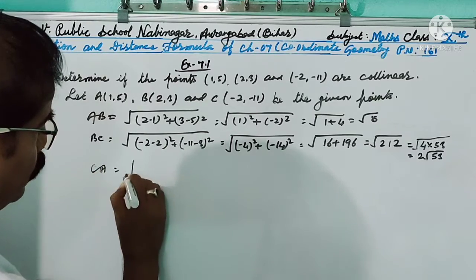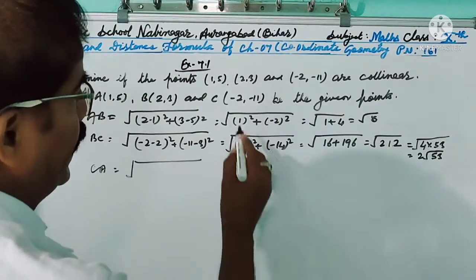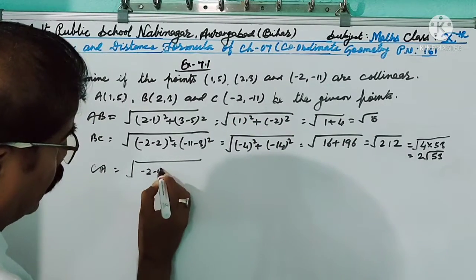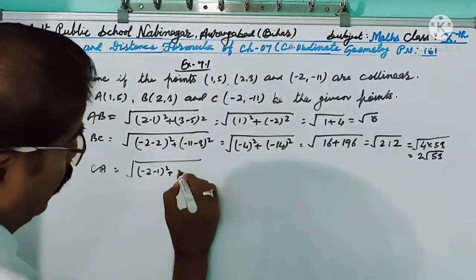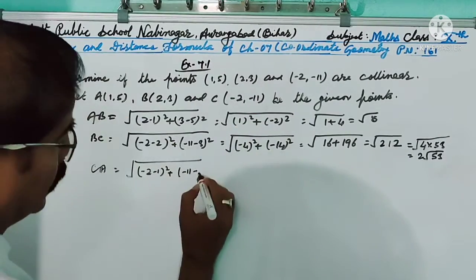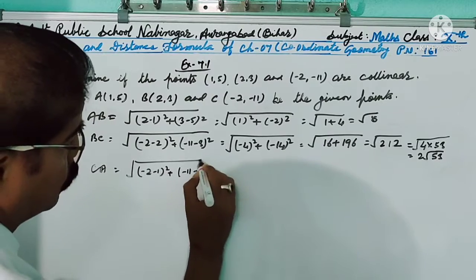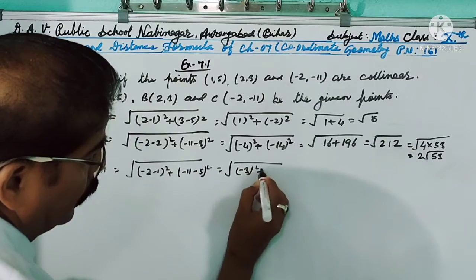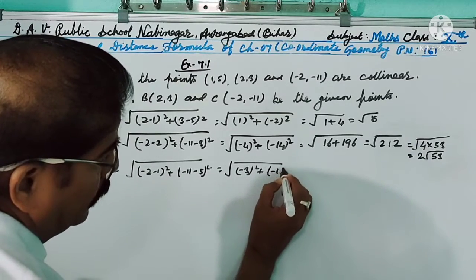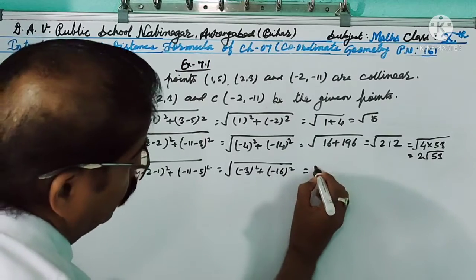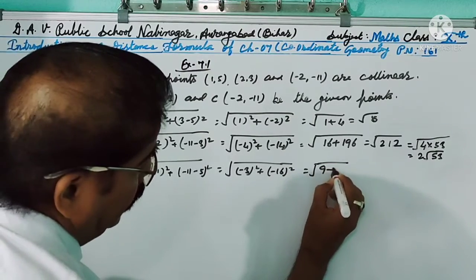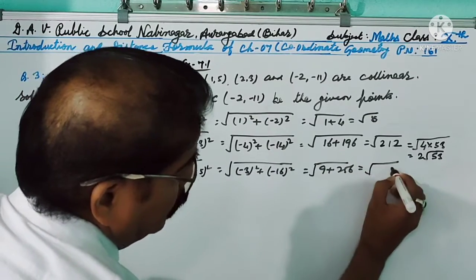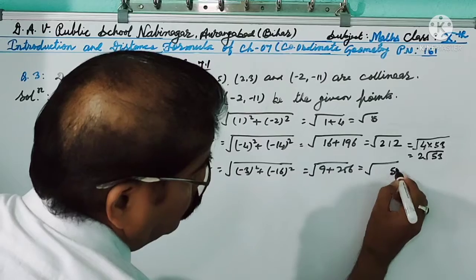And now CA equals the square root of (-2 minus 1) square plus (-11 minus 5) square, which is (-3) square plus (-16) square, that is 9 plus 256, which is 265.